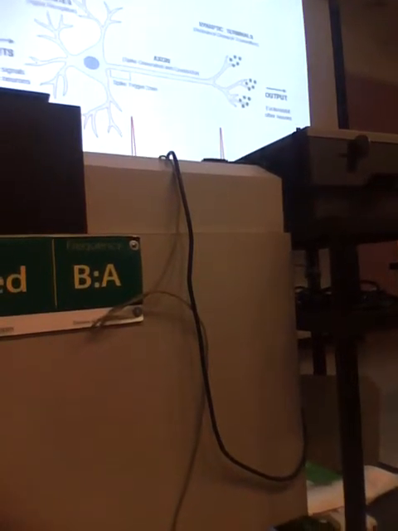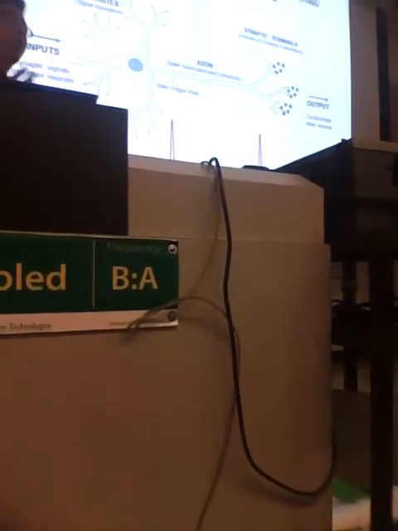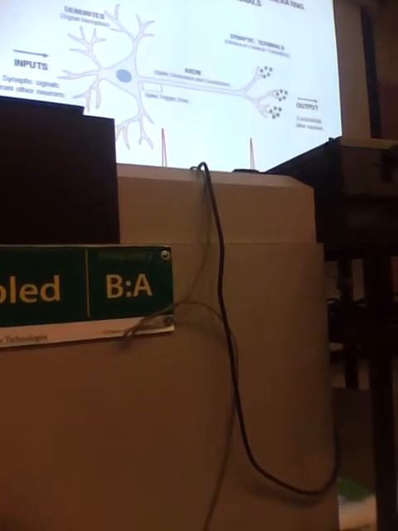So you've got an input end and an output end for each neuron. A neuron that sends a signal is often called a presynaptic neuron. A neuron that receives a signal is called a postsynaptic neuron. And I'll be using these terms later on.